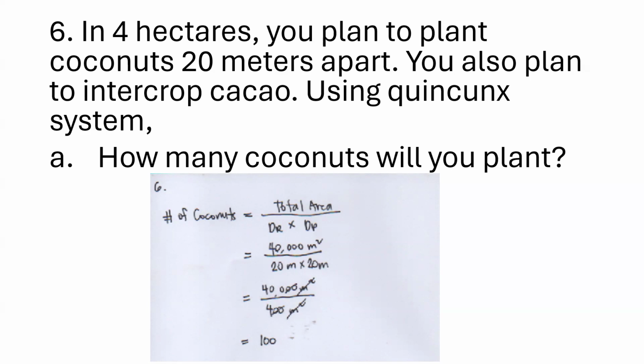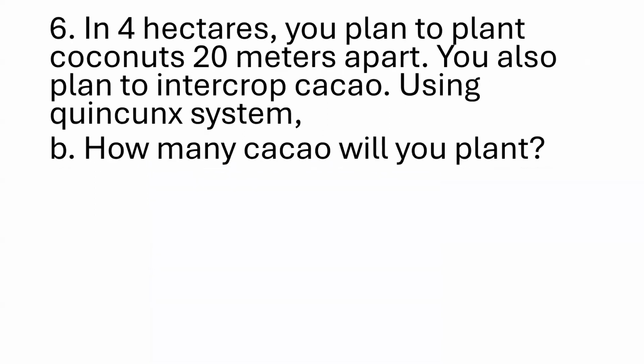Now, cancel like terms. Square meters sa taas sa baba, cancelled. Then, dalawang zero sa baba, dalawang zero sa taas, cancel. Ang natira, 400 over 4. 400 divided by 4 is 100. So, the number of coconuts that you will plant is 100.